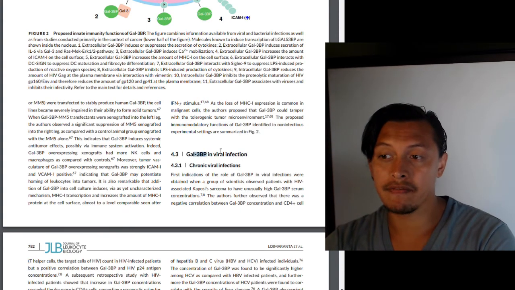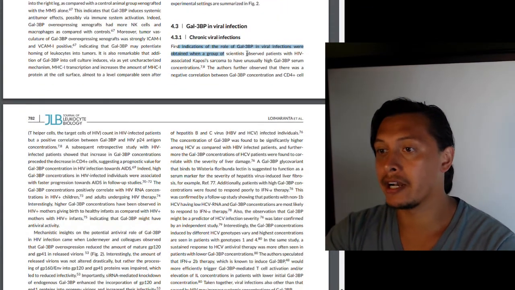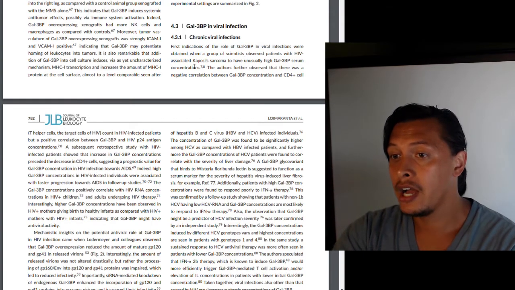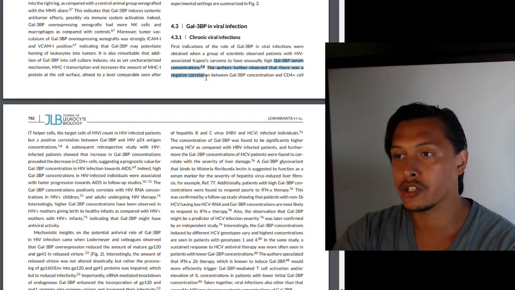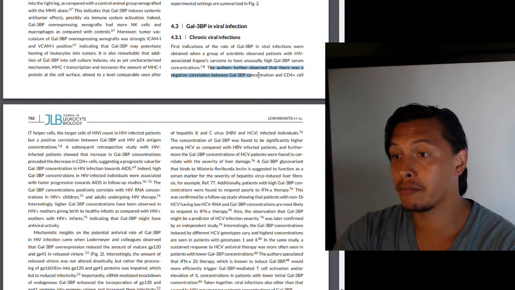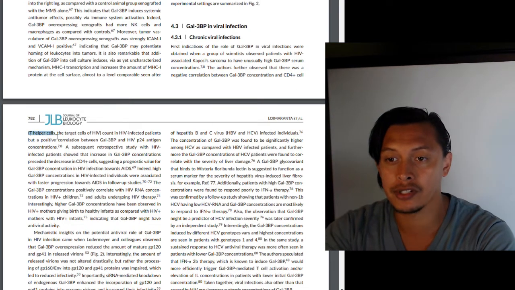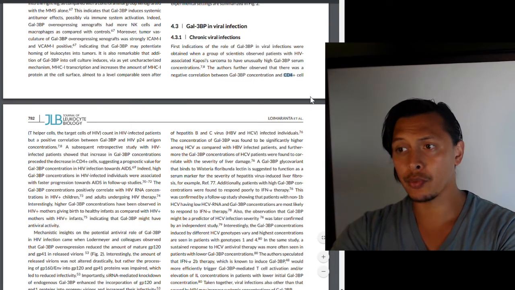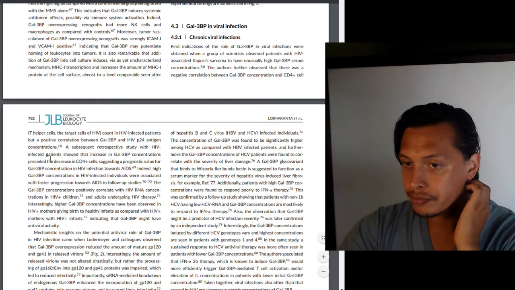Galectin-3 binding protein in viral infection. So first indications of the role of galectin-3 binding protein in viral infections were obtained when a group of scientists observed patients with HIV-associated Kaposi sarcoma to have unusually high galectin-3 binding protein serum concentrations. The authors further observed that there was a negative correlation between the galectin-3 binding protein concentrations and the CD4 positive cells. So these are the T helper cells, which are the targets of HIV. The CD4 is the receptor that HIV uses to get into these cells.